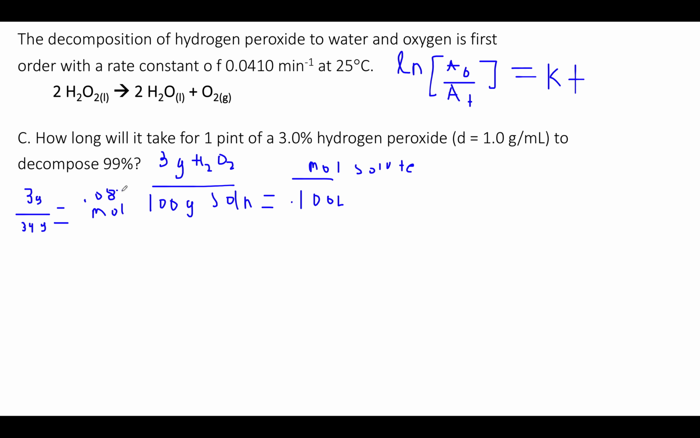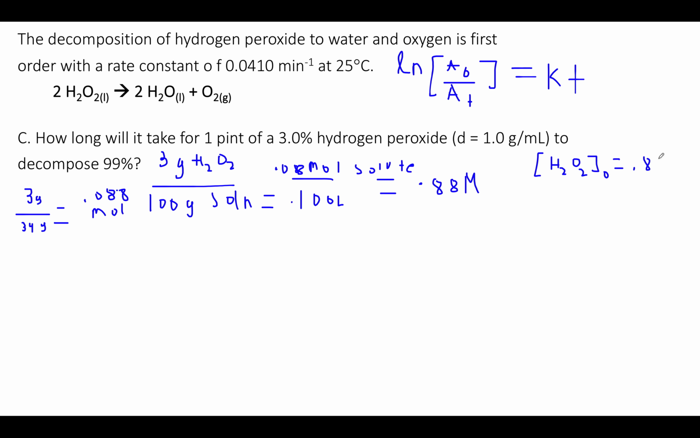And I get the moles to be 0.088. Just did that in my head, just make sure that's correct. 3 divided by 34, 0.088. So my molarity would be 0.088 moles of peroxide divided by the 0.1 liter of solution. So the molarity of the solution is 0.88 molar. So this is also my initial concentration of peroxide. My initial concentration of peroxide equals 0.88 molar.